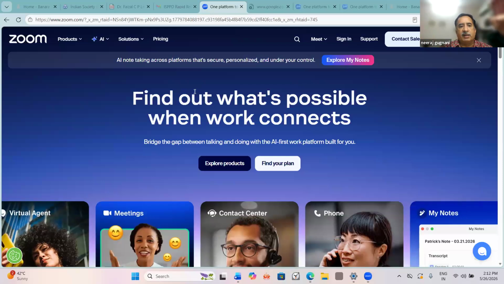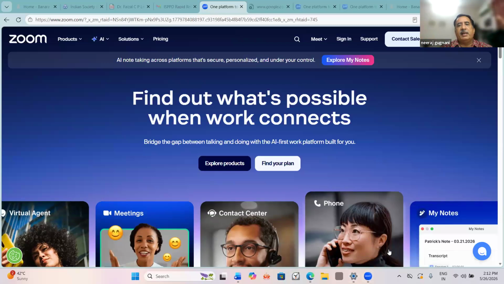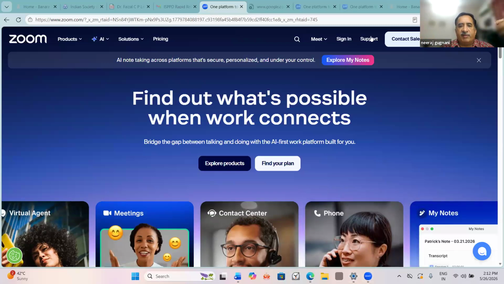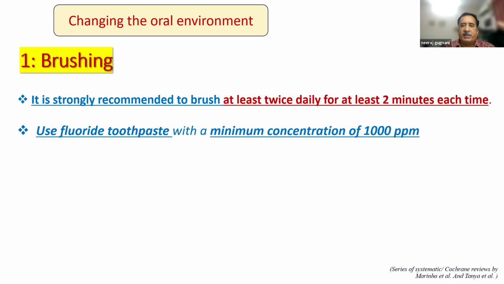So changing the oral environment. The first thing is brushing. As we all know, brushing is primarily indicated or primarily talked about for prevention of caries. But of course, in a patient who is actually not brushing, this becomes a risk factor. So that's why it also helps to reverse the lesions or arrest the lesions. It is strongly recommended to brush at least twice daily for 2 minutes, using a fluoridated toothpaste with a minimum concentration of 1000 ppm.